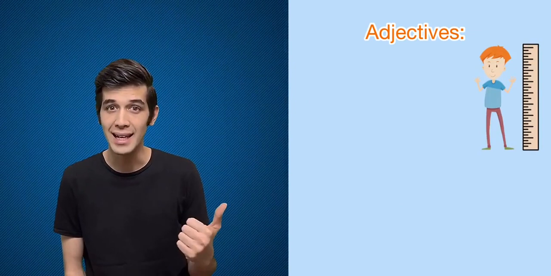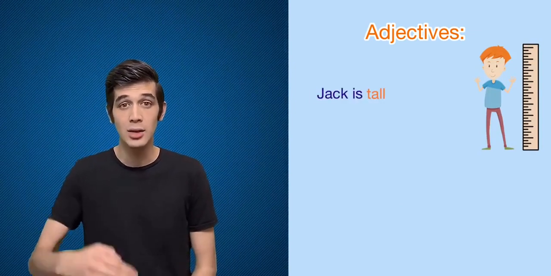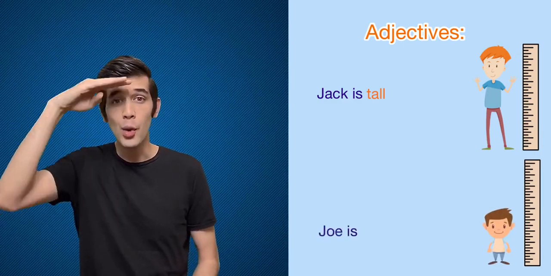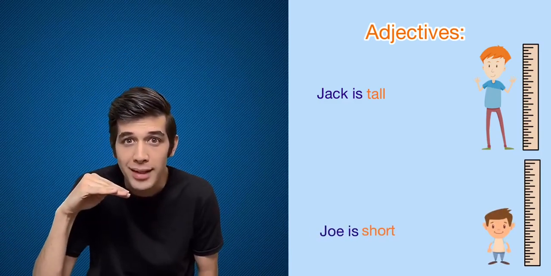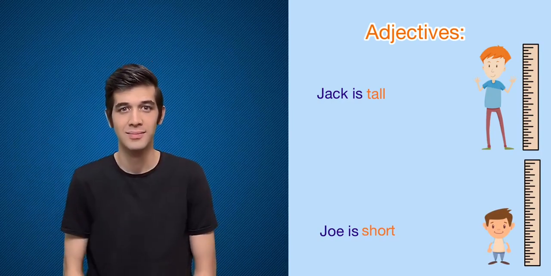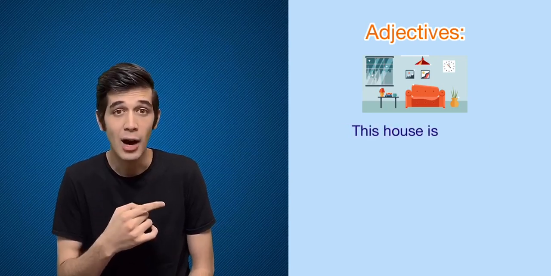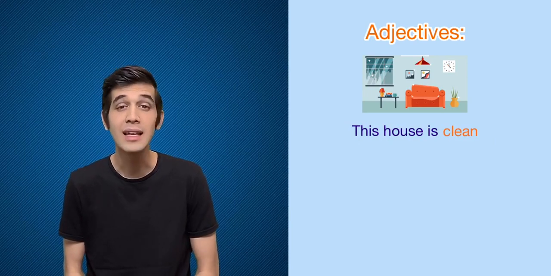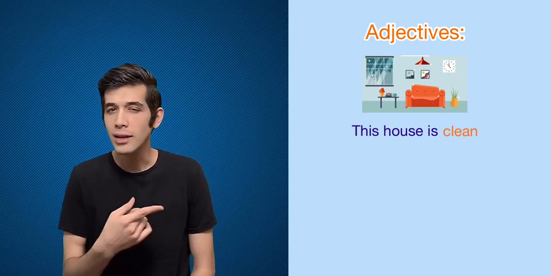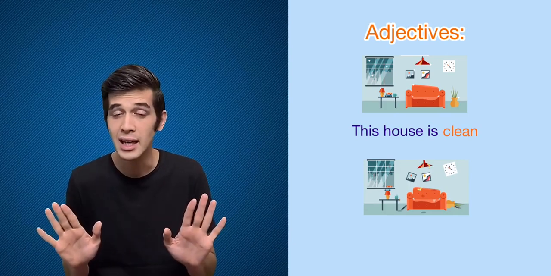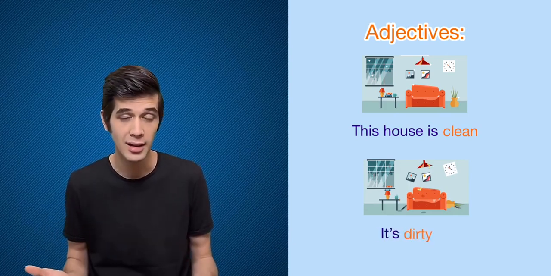Look at Jack. Jack is tall. And look at Joe. Joe is short. Tall, short. Look at this house. This house is clean. Look at the other house. It's not clean. It's dirty.